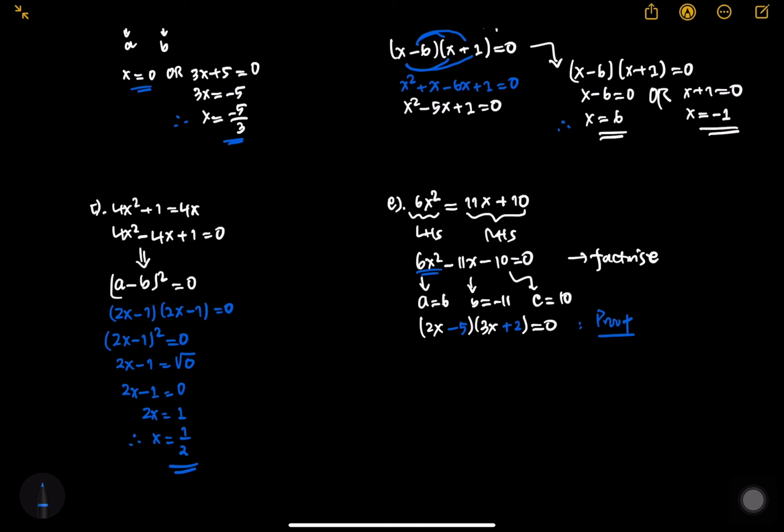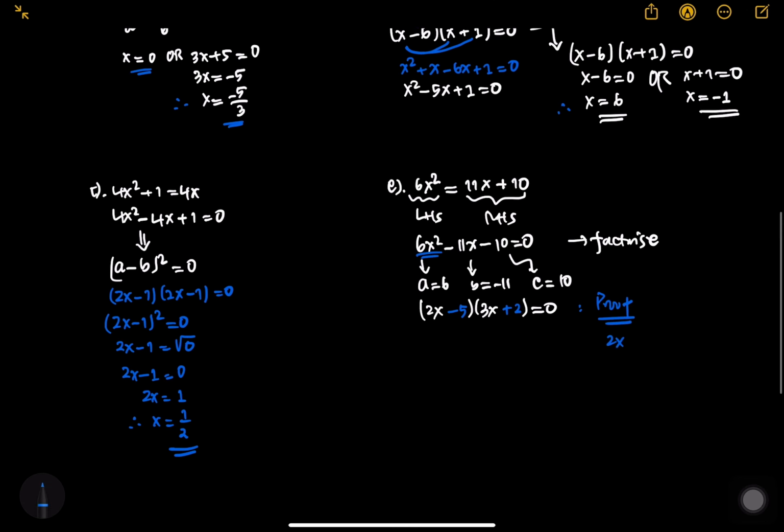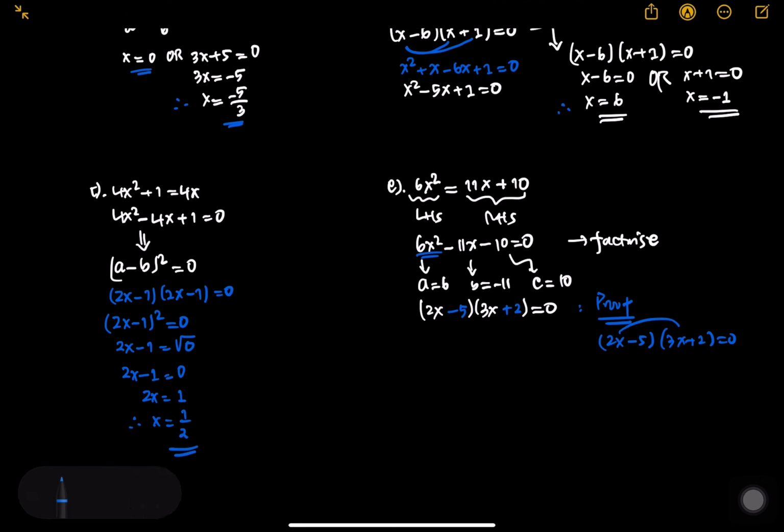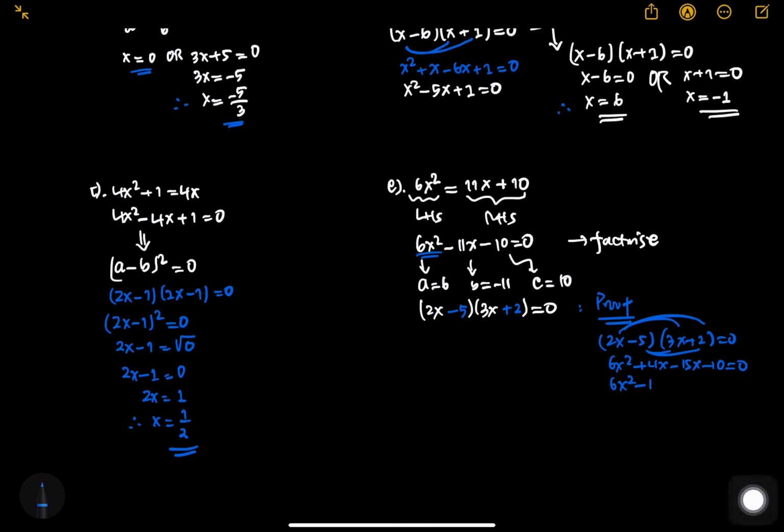How to prove that? So (2x minus 5)(3x plus 2) equals 0. So again, when you multiply, this equals 6x squared plus 4x minus 15x minus 10 equals 0. So 6x squared minus 11x minus 10 equals 0.